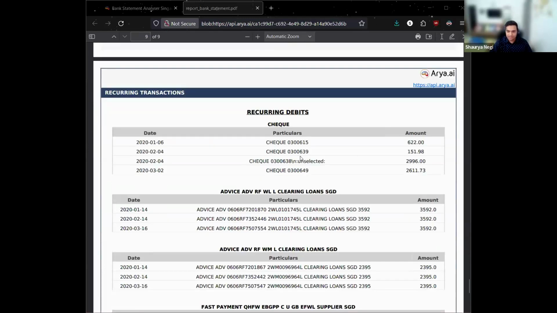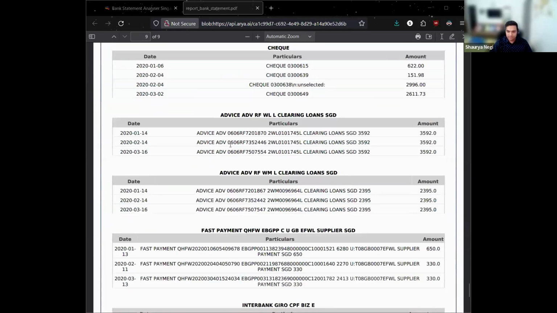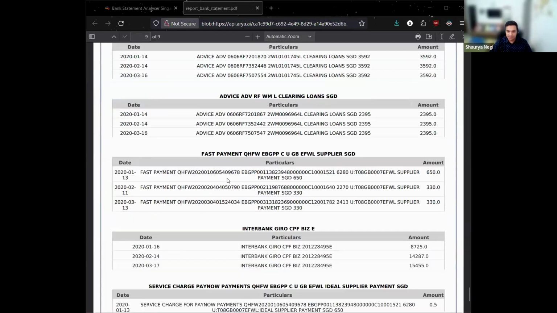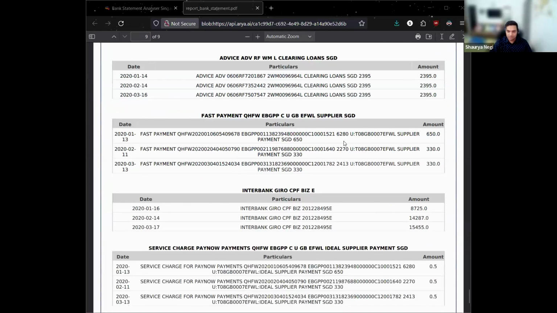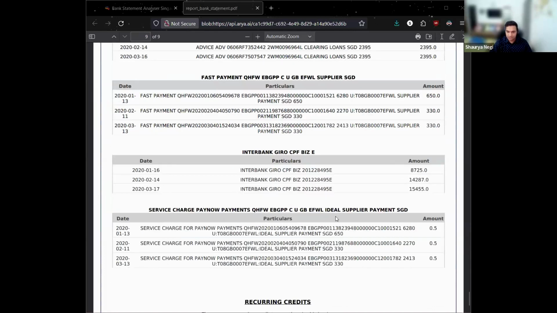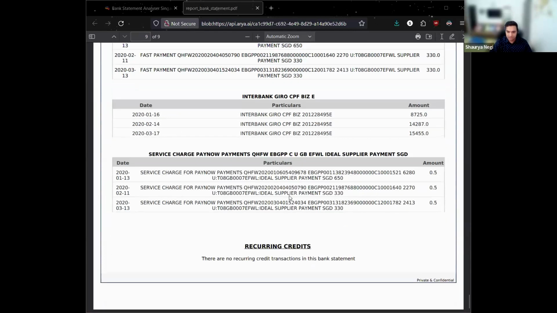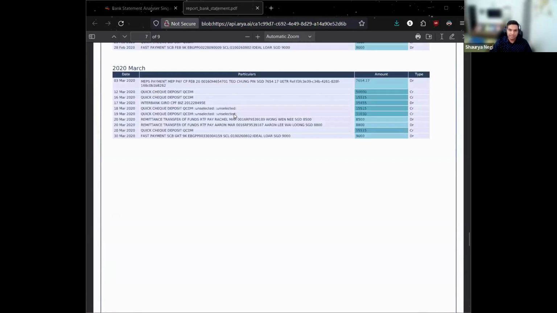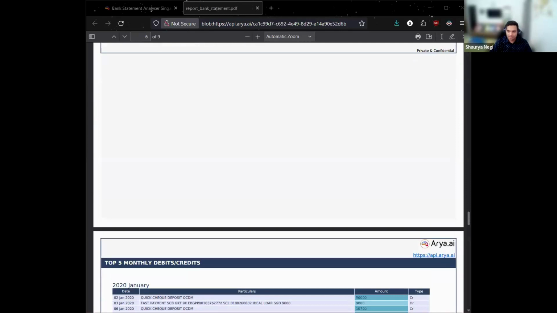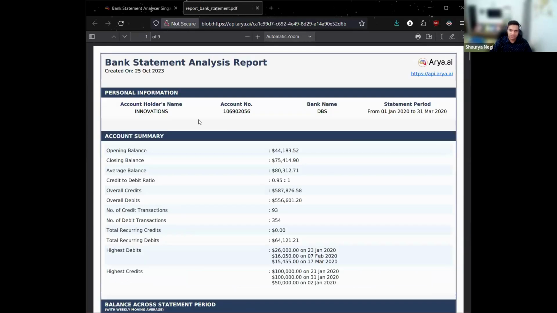As we were talking about clearing loans here, so this is happening monthly. Fast transfer to a particular service, pay now transfer to a supplier is captured here. There were no recurring transactions in the sheet. So this is a quick overview of the PDF output as well, which someone requested, so I just quickly showed.